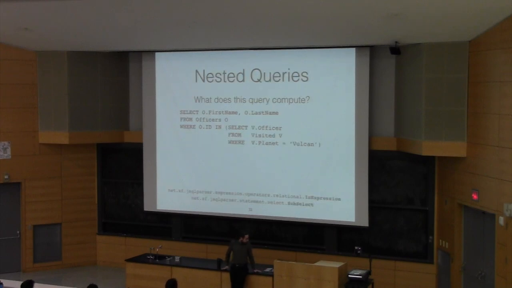All right, now the interesting bits. Here's a query. What do you think this query is going to compute? OK. So the first name and the last name of officers who have visited Vulcan at some point.